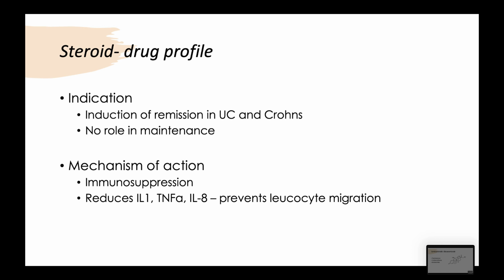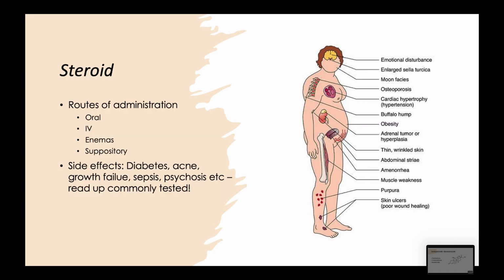obviously, it immunosuppresses to decrease the amount of inflammation, especially in the acute active phase. As well as that, the main action it has is to reduce IL-1, TNF alpha, and interleukin 8, which all in all prevents inflammation and leukocyte migration. So here's just a brief review of the side effects of steroids, which again will be tested in rheumatology as well as GI as well as endocrine.